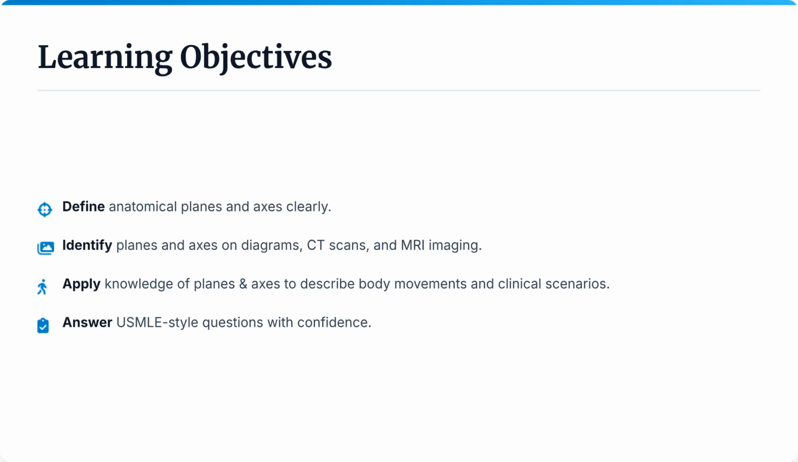Our learning objectives are to clearly define anatomical planes and axes, identify them on diagrams and imaging, apply this knowledge to describe movements, and confidently answer USMLE-style questions. If you master these 4 points, anatomy will become much easier.